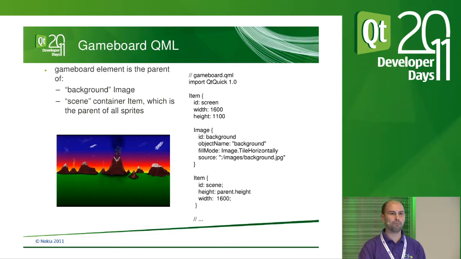The actual game board is extremely simple. In fact, it only consists of two QML items. There is the background and then a simple blank item. The blank item is going to be used to parent the objects that we dynamically create. It's also going to make it very easy to scroll the game.